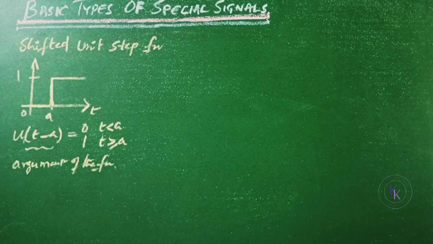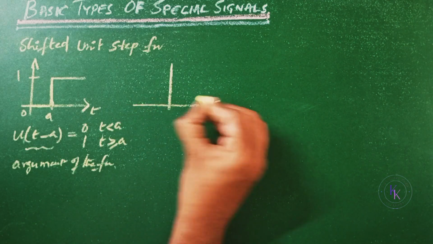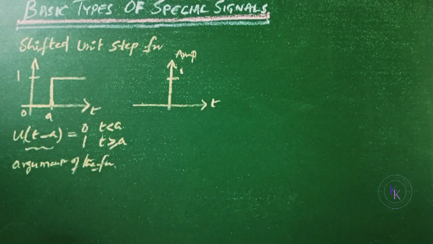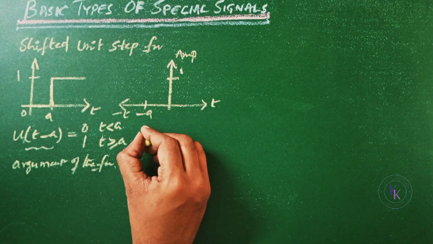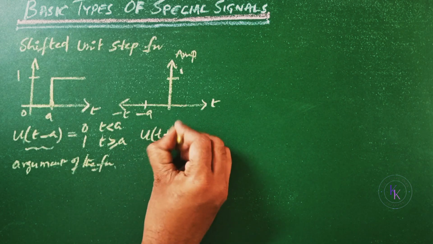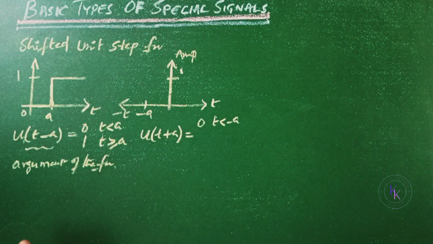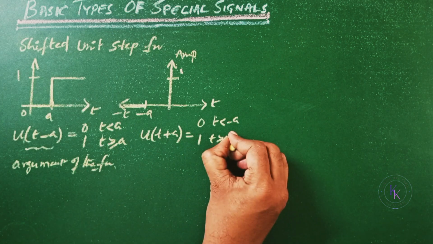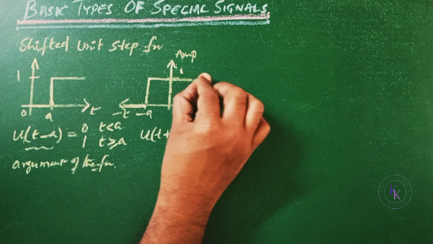Another shifted unit step function remains at 0 value as long as the argument t plus a is less than 0. The function abruptly changes to unity value at t equals minus a. You can represent this function with amplitude 1 as it is unity, at minus a on the t axis. Then this function can be expressed as u of t plus a equals 0 for t less than minus a, equal to 1 if t is greater than or equal to minus a. So at minus a, the signal abruptly changes to unity.